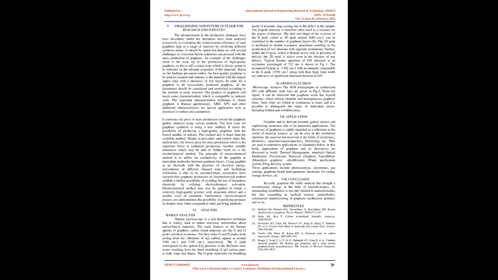Based on the findings presented earlier, the best quality graphene to be used in research and industry is the material with the largest aspect ratio with a thickness of a few layers. In order for graphene to be successfully produced, all the parameters should be considered and controlled according to the method or route selected. The product still needs some characterization that is compatible with industry scale.